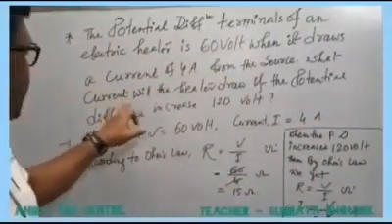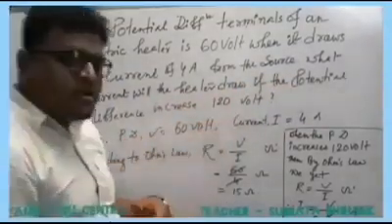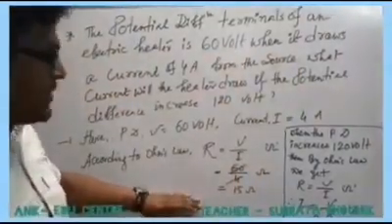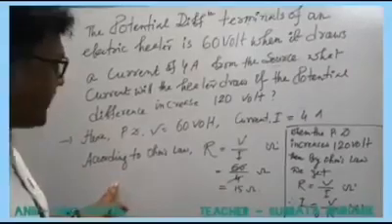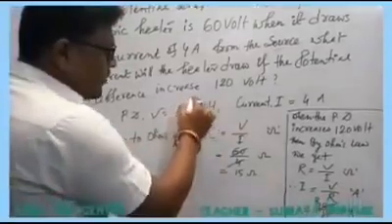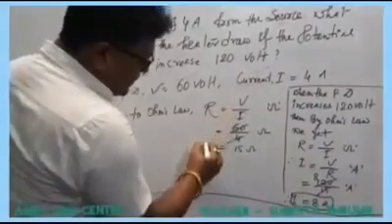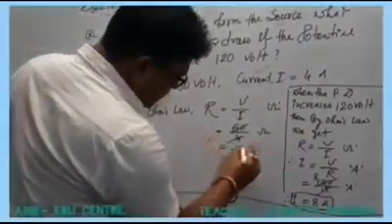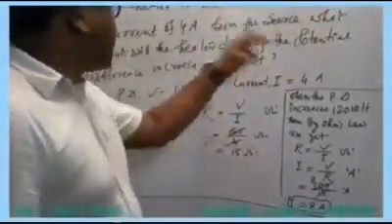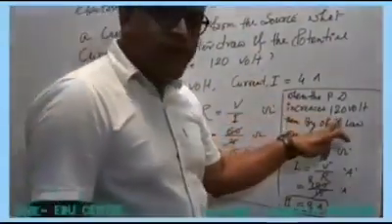The question is, what current will the heater draw if the potential difference increases? First of all, you have to find the resistance. As per Ohm's law, we know that resistance is equal to V upon I. Here the voltage given is 60 volt and the current given is 4 ampere. So finally, resistance comes to 15 ohm. Next, if potential difference increases, that means voltage increases, instead of 60 volt, it is now 120 volt.